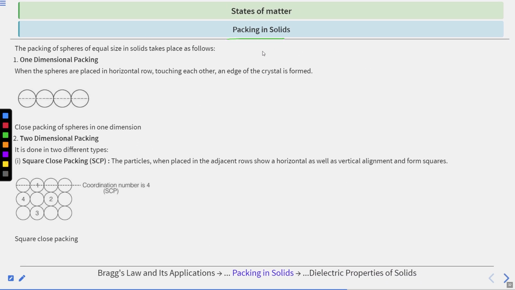Packing in solids. The packing of spheres of equal size in solids takes place as follows: one-dimensional packing. When the spheres are placed in a horizontal row, touching each other, an edge of the crystal is formed like this. Two-dimensional packing is done in two different types. Square close packing: particles placed in adjacent rows show a horizontal as well as vertical alignment and form squares. This is the diagram.